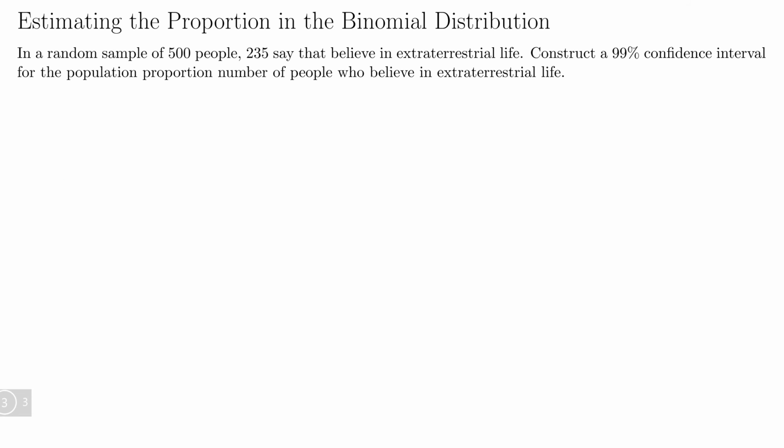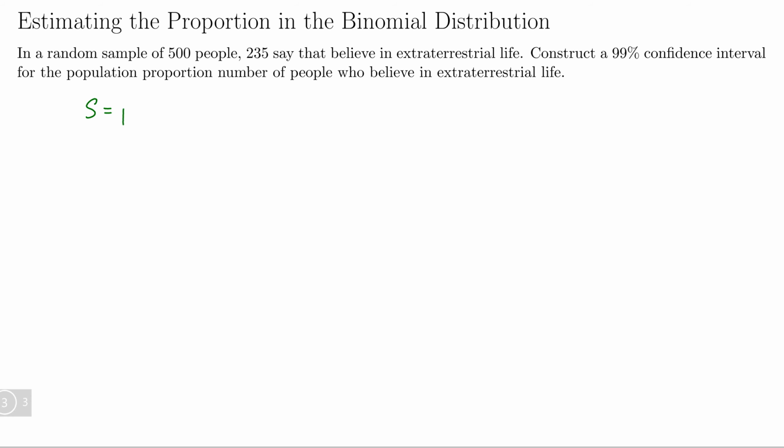For the last problem, we'll estimate a population proportion from the binomial distribution. This is the p-value that you used in the formula to calculate binomial probabilities, so the p referring to the probability of success. In a random sample of 500 people, 235 say that they believe in extraterrestrial life. Construct a 99% confidence interval for the population proportion of people who believe in extraterrestrial life. We can set this up similarly to any other binomial problem.